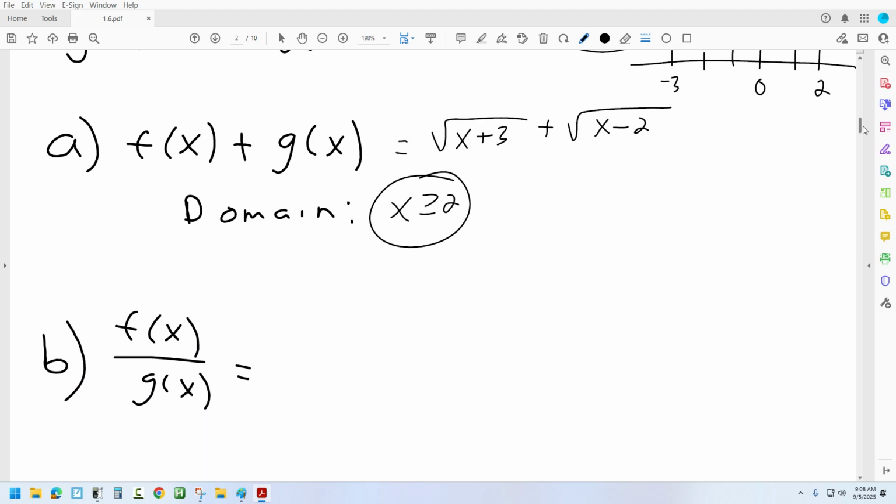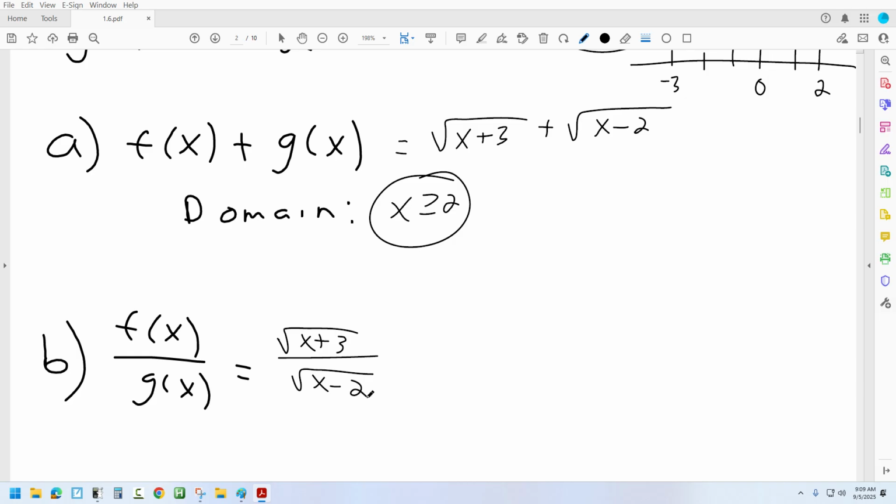All right, let's try this one. F of x divided by g of x. Can somebody tell me, you don't have to give me the final answer, just give me the first step for doing f of x divided by g of x. Would you just plug in their values into the fraction? As in like, rad x plus 3 goes into the numerator and then rad x minus 2 goes into the denominator. Yep, perfect. So that's your first step.